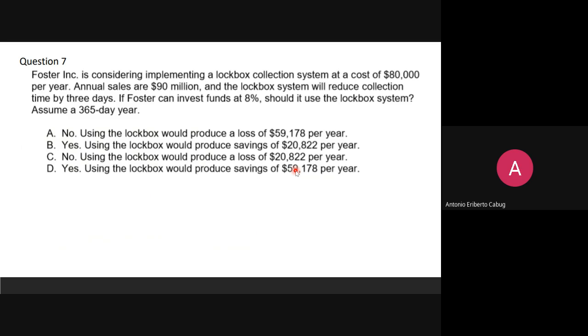7. Calculations tayo. Calculations for number 7. What's your answer for number 7?